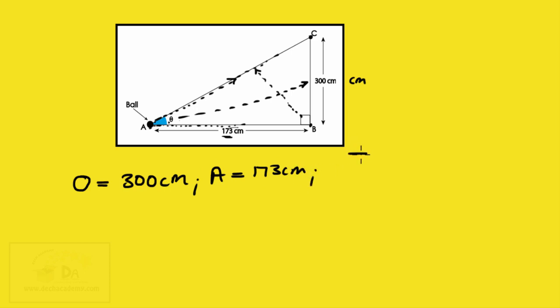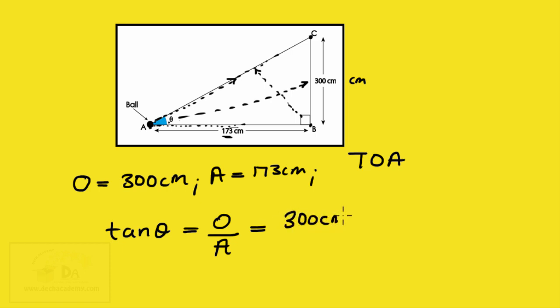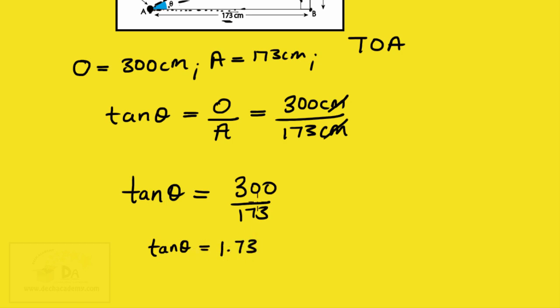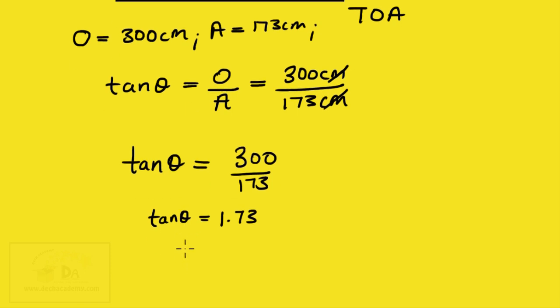And we know from SOHCAHTOA that the tangent of the angle theta is equal to the length of the opposite side divided by the length of the adjacent side. So replacing O with 300 centimeters and A with 173 centimeters gives this. So tan theta is equal to 300 over 173. So cm cancels cm. If you simplify this with your calculator, you get tan theta is equal to 1.73. And we are looking for theta, the angle of elevation.